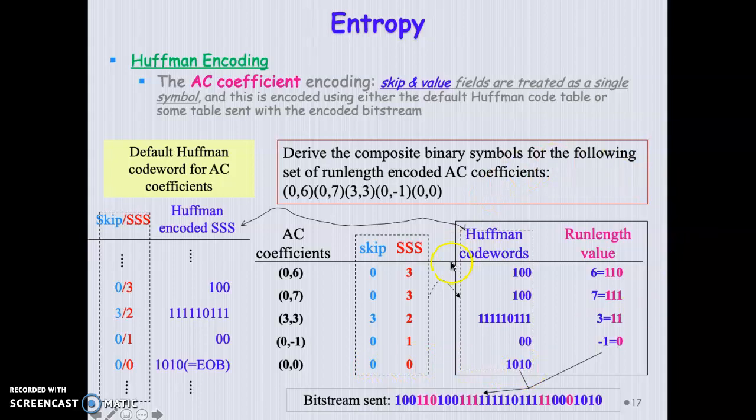So to encode the AC coefficient, you will have the combination of the Huffman code and the run length value. So 6 converted into binary, you will get 110. The combination of these two gives you the bit stream. So this is the AC bit stream.